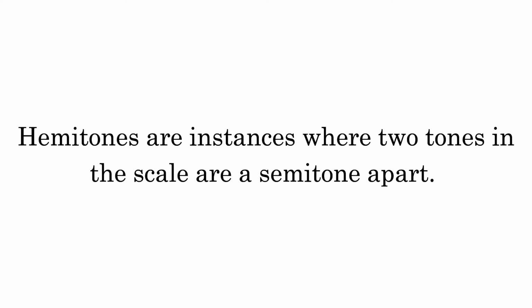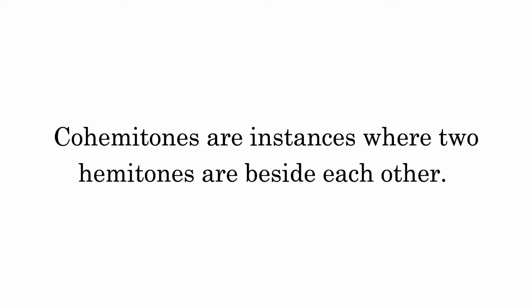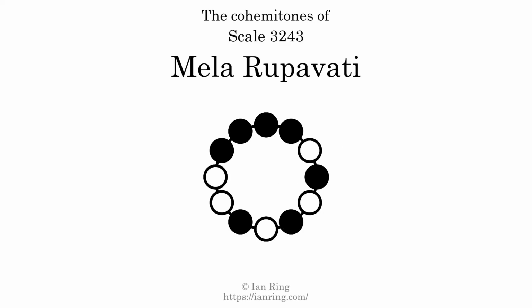Hemitones are instances where 2 tones in the scale are a semitone apart. This scale has 3 hemitones. They are at positions here, here, and here. Cohemitones are instances where 2 hemitones are beside each other. This scale has 2 cohemitones. They are at positions here, and here.